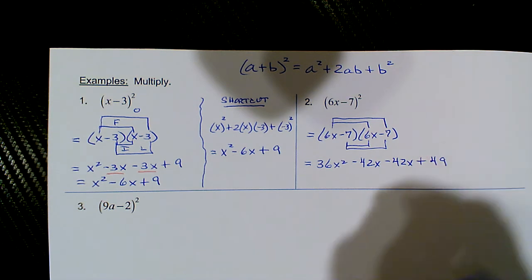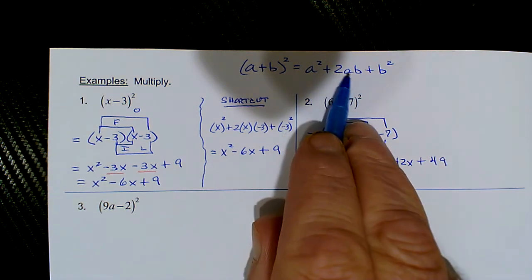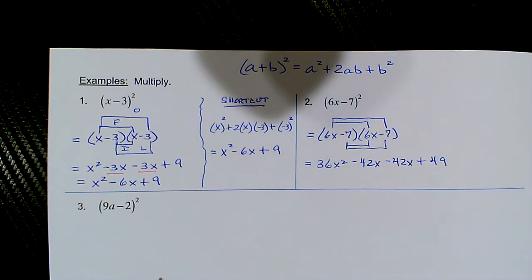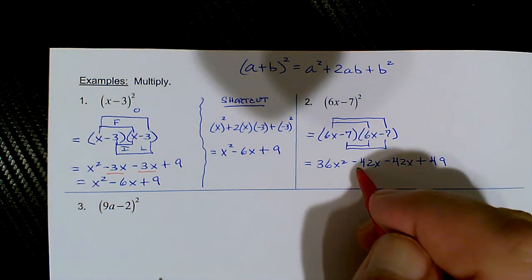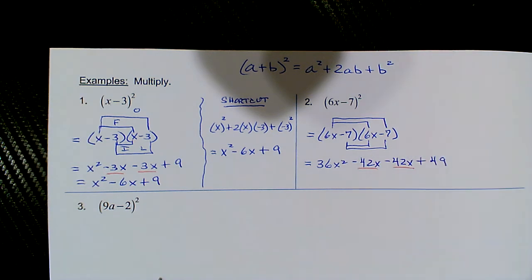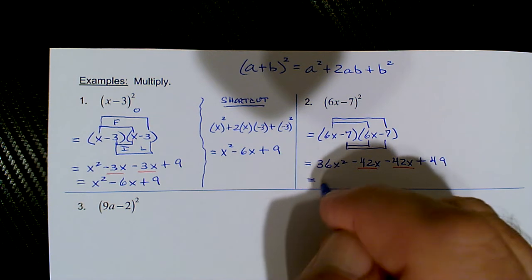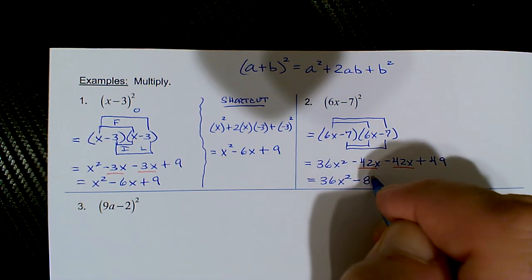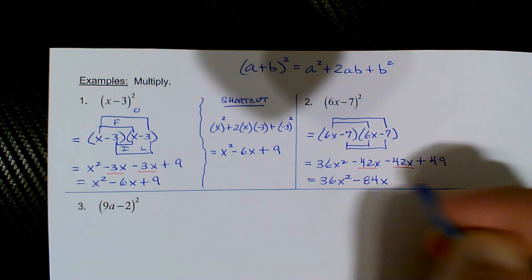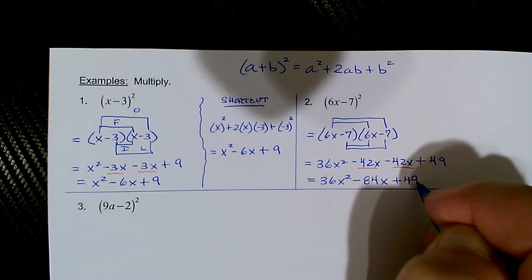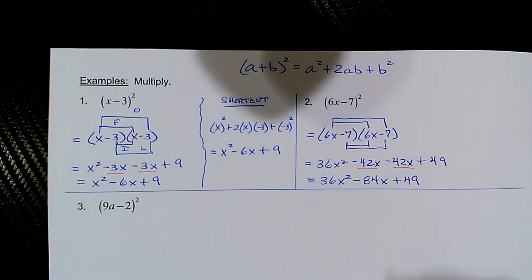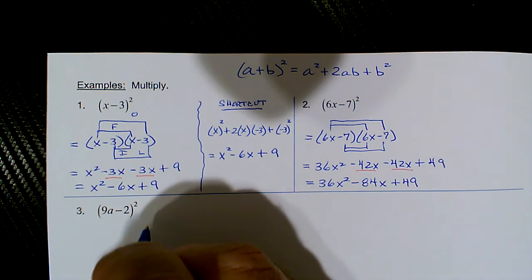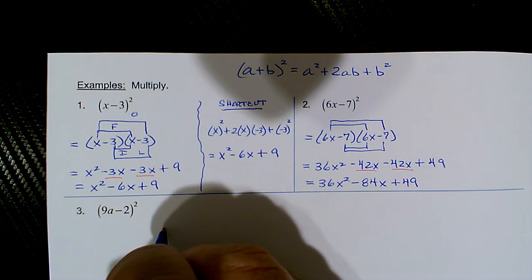And see, the reason why we say to take twice the product of the two terms is because the outer terms and the inner terms are always the same. So we recopy 36x squared, adding the 2, we get minus 84x, and we carry along the 49. Okay, so you could use the shortcut method if you want. I'm not going to show it for that one. Maybe I'll show it for this one since there's more room.